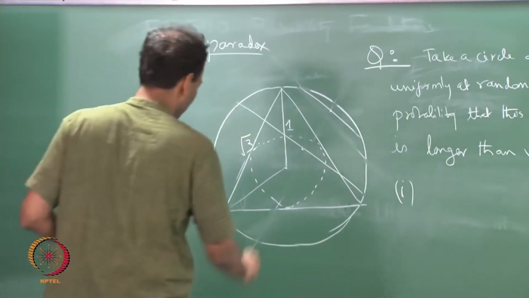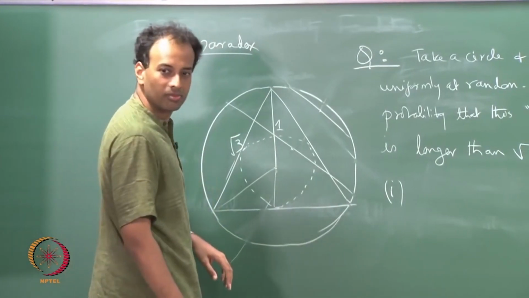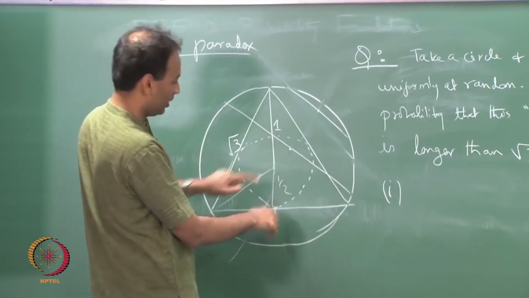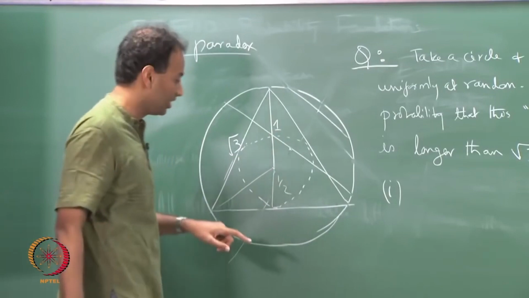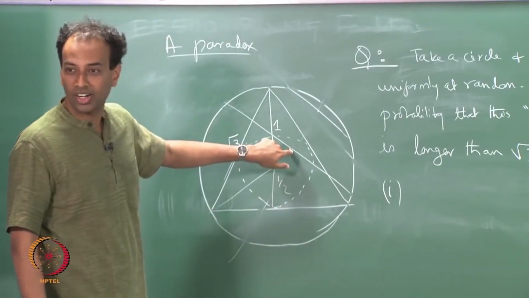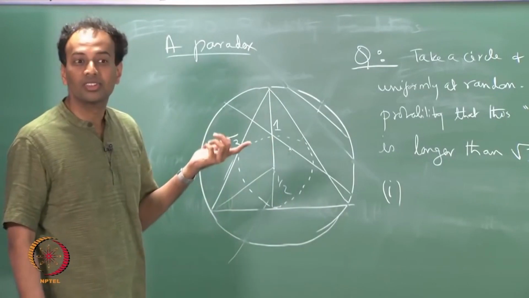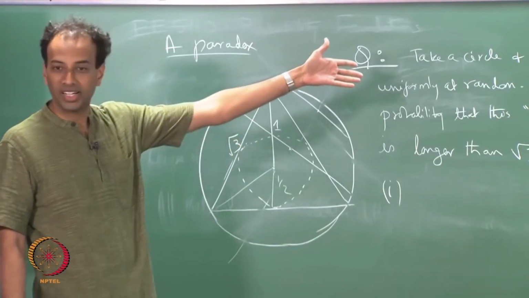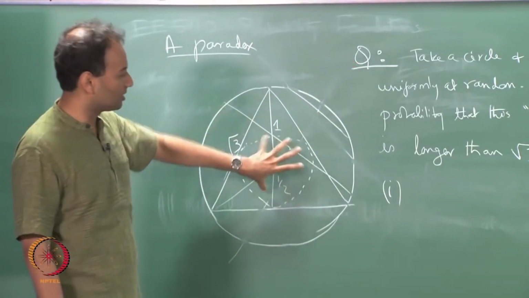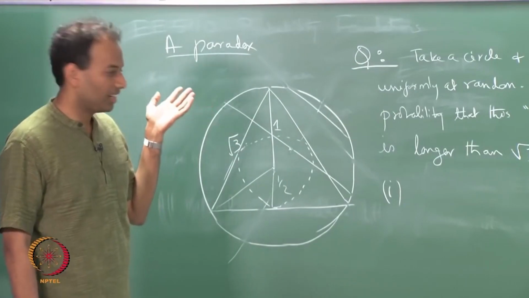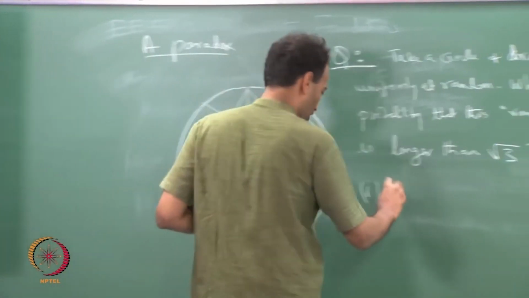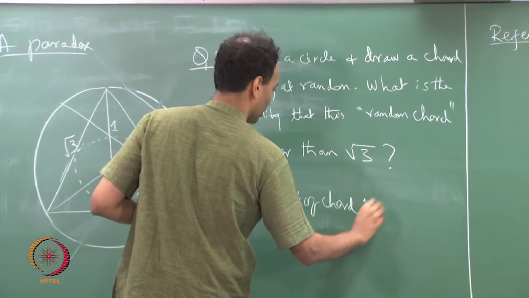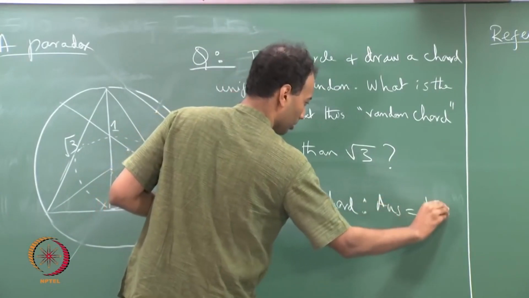Now, you know that the radius of this incircle is how much? It is half, because this is the centroid, and it divides the median 2 to 1. So the radius is half. The probability that the center of the chord falls into this circle, if it is uniformly at random, should be the area of this little circle divided by the total area. So if you take the argument about the midpoint of the chord, the answer you get is 1 by 4. You see why?